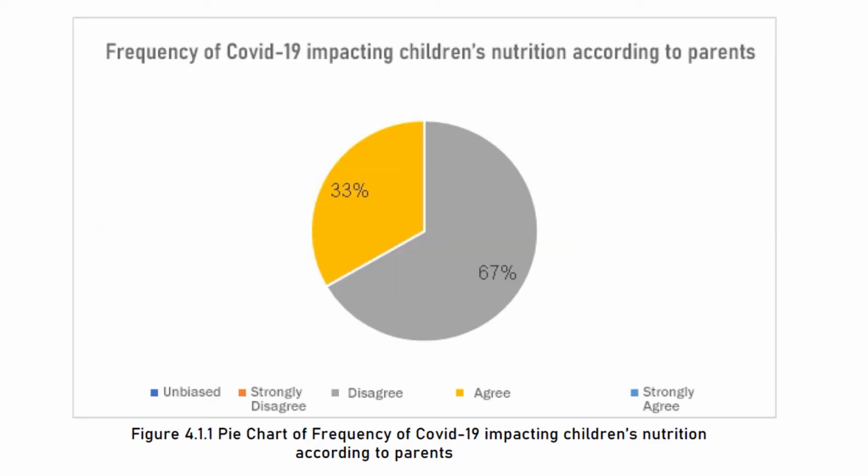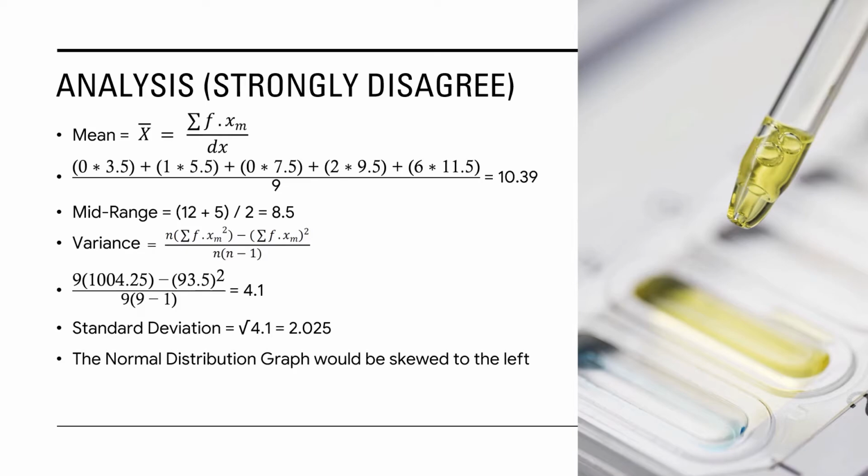As you can see, according to this pie chart, only 33% of the parents agree that COVID-19 is impacting children's nutrition, while 67% of the parents disagree, saying that no, COVID-19 does not affect their children's nutrition. Here is the analysis of the strongly disagree category from the previous question.